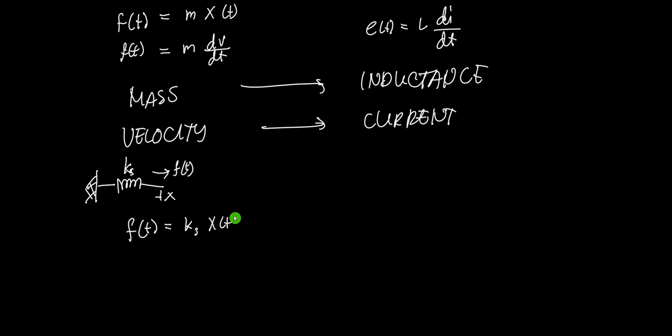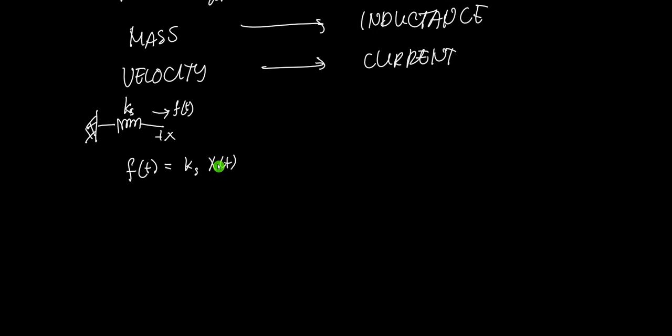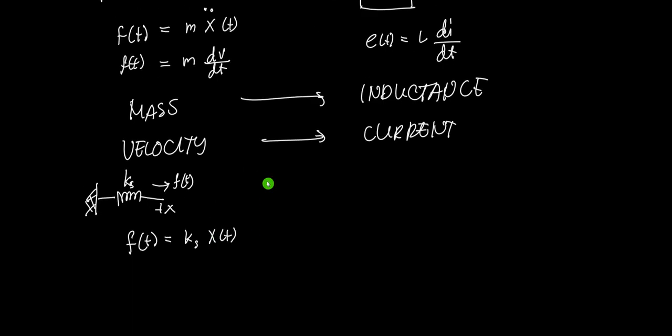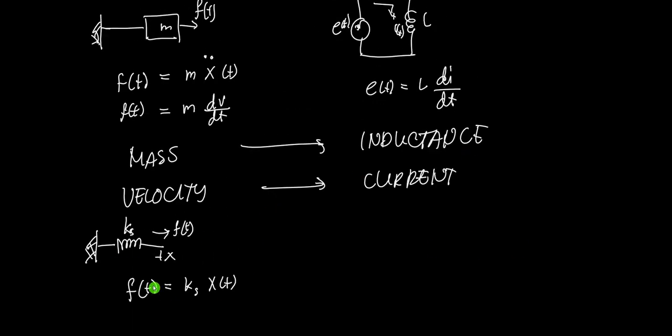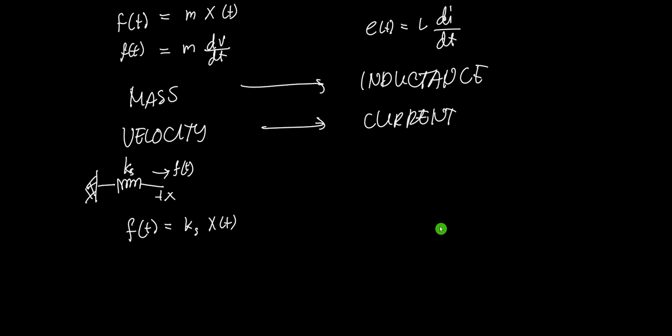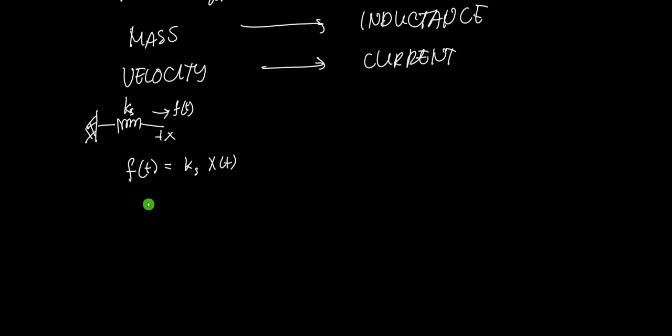x of t. But again, for this x of t, because our current I is equivalent to the velocity, we need to convert this x in terms of velocity so that we can find the equivalent of this in the electrical system in terms of current. So how do we do that? How do we take this x in terms of velocity?